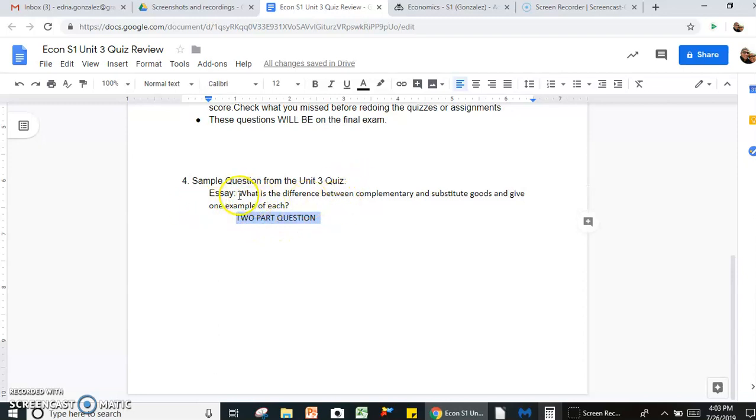The first question asks you the difference between complementary and substitute goods, and basically you need to be able to define them before you can compare and contrast them. So what is a complementary good? Make sure you look that up. And what is a substitute good, and how are they different? Next, you need to give one example of each. So in the lesson, you will actually be able to see that there are examples.